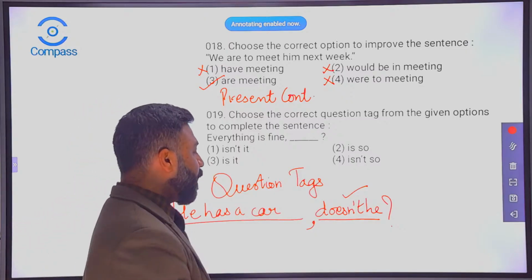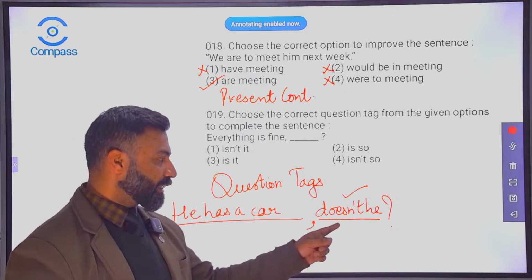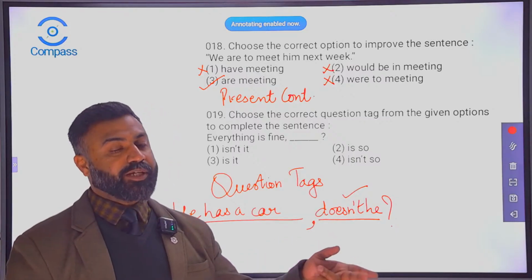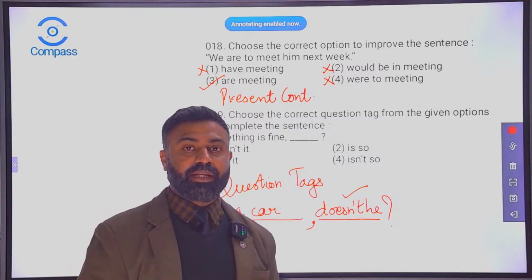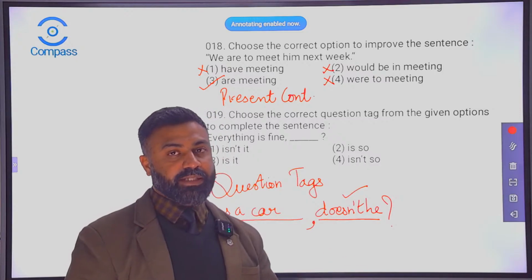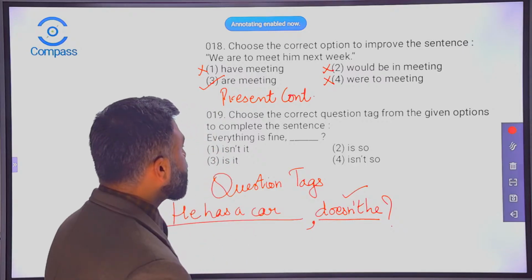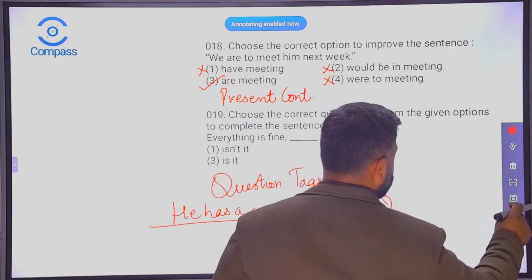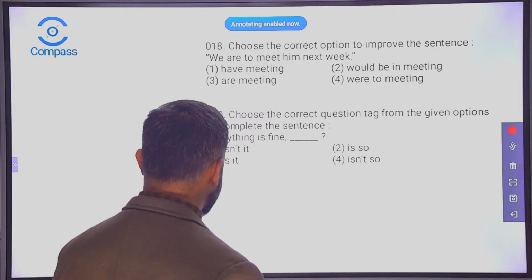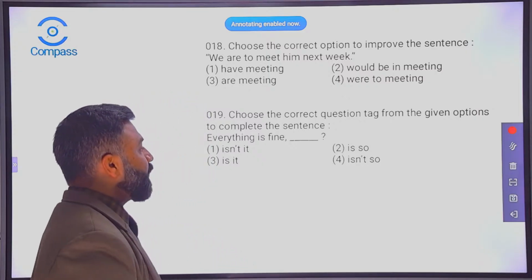Okay. Now, what is the rule? If the sentence is positive, question tag is negative. And if the sentence is negative, the question tag is positive. Vice versa. I'll repeat it once again. If the sentence is negative, question tag is positive. And if the sentence is positive, the question tag is going to be negative. Okay, so this is how we do it. So here, in this case, let's see. Everything is fine. And then we have a dash here. All right, so what should be the right answer here?